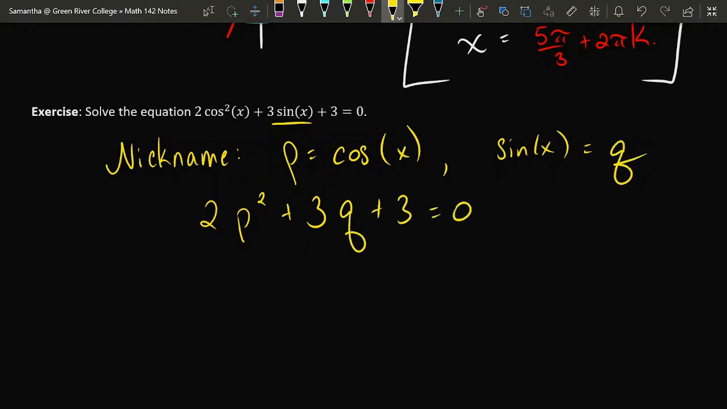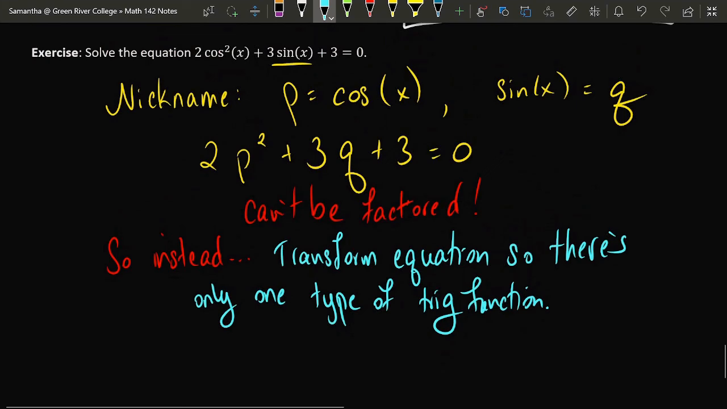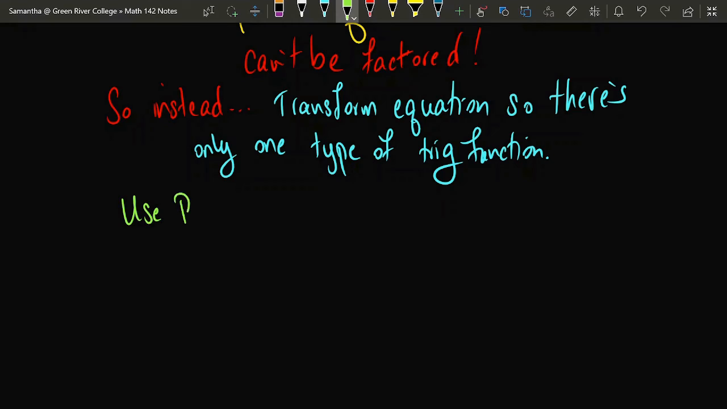And now, because this equation has 2 different letters in it, it's no longer possible to factor this using the techniques of algebra. So instead, we're going to use a trick to help us transform this equation so that there's only one variety of trig function in it. And the trick that we're going to use is the Pythagorean theorem, or I should say, specifically, the Pythagorean identity.